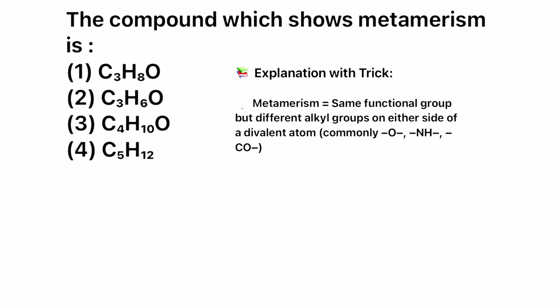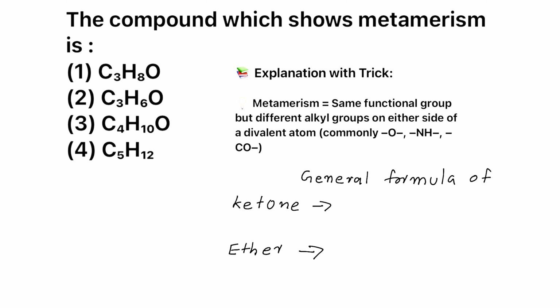If you check the options, you cannot see any nitrogen. So the question is not about secondary or tertiary amines. It can be about ethers because oxygen is there, or it can be about ketones, right? Okay, now we can check. From the molecular formula, how can we understand whether a compound is a ketone or an ether? For that purpose, you must know the general formula. So for ketone, what is the general formula? It is CnH2nO.